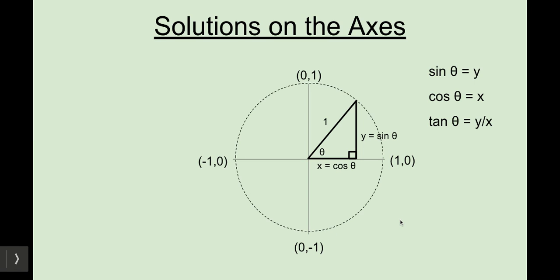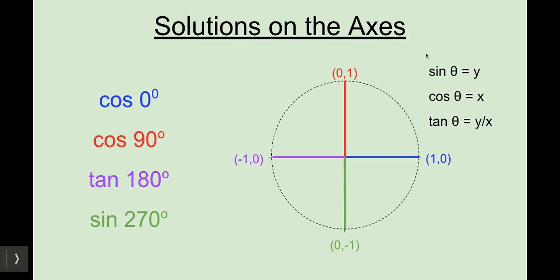Well, now this is wonderful, because I know sine in terms of y, cosine in terms of x, and tan in terms of y over x. And I have now ordered pairs at all these points. Okay, so if I want to figure out cosine of 0, since cosine is x, it's this x coordinate. So cosine of 0 is 1. Cosine of 90, well, again, cosine is the x coordinate, and the x coordinate is 0. So cosine of 90 is 0.